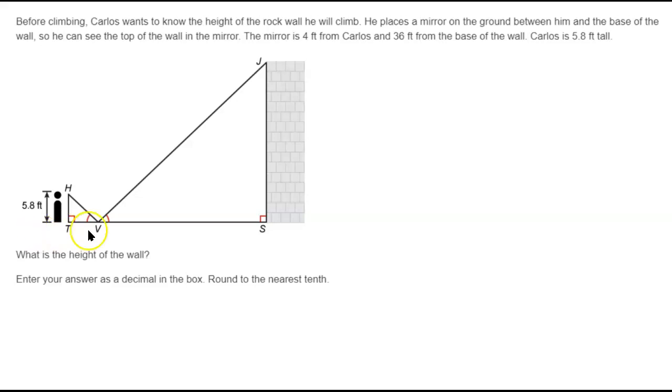The mirror is 4 feet from Carlos, and 36 feet from the base of the wall. And we know that Carlos is 5.8 feet tall. So what is the height of the wall? Let's go ahead and notate what we've been given.